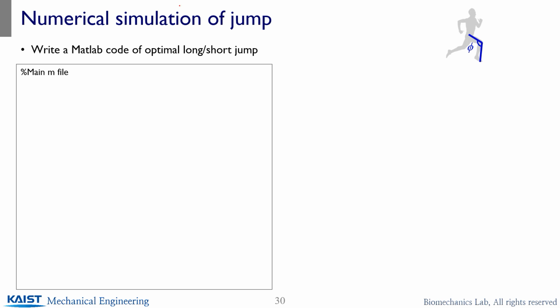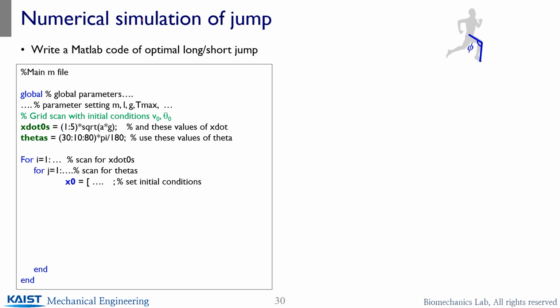Okay, so your MATLAB code is going to have a main code with some definition of the parameters at the very beginning, and if necessary you can use the global setting. Since you're scanning as a function of two input variables such as v naught and theta naught, you first have to define the range that you would like to scan through in the simulation. Then since you have two inputs, you will have two for loops. If you have three input variables, you will have three for loops.